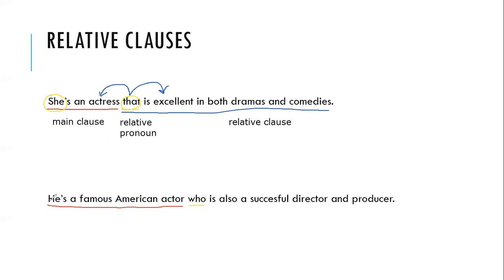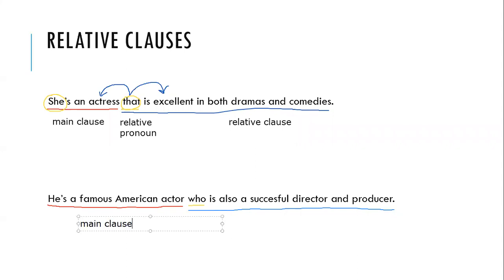Okay, we are talking about a person. So the extra information that we are going to add to the main clause is going to be with who. He is a famous American actor who, and finally the rest of the sentence, the rest of the information, who is also a successful director and producer. So that's it. Those are our 3 parts.